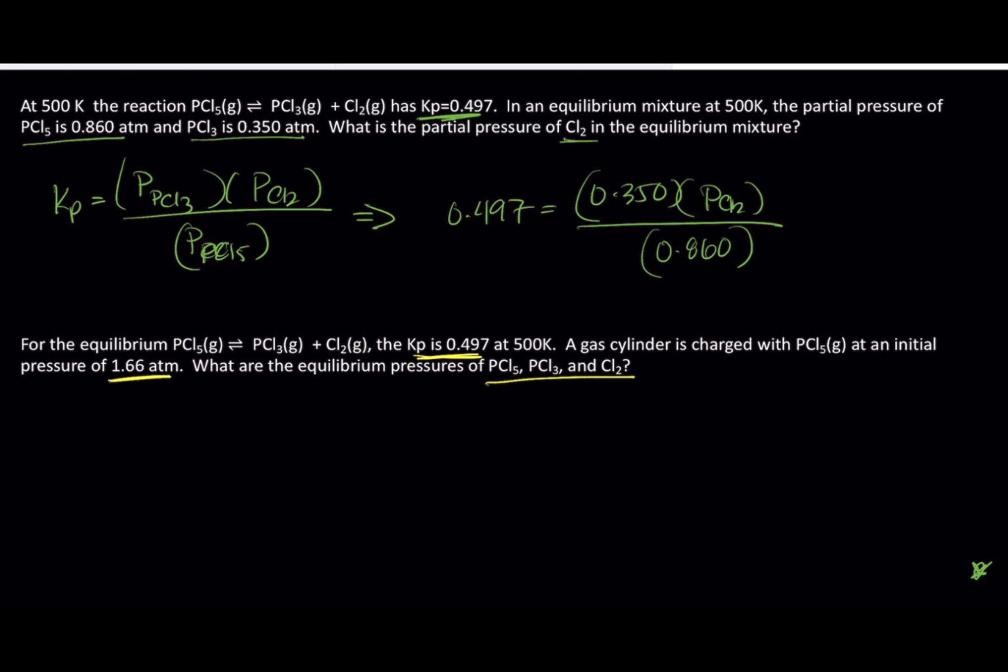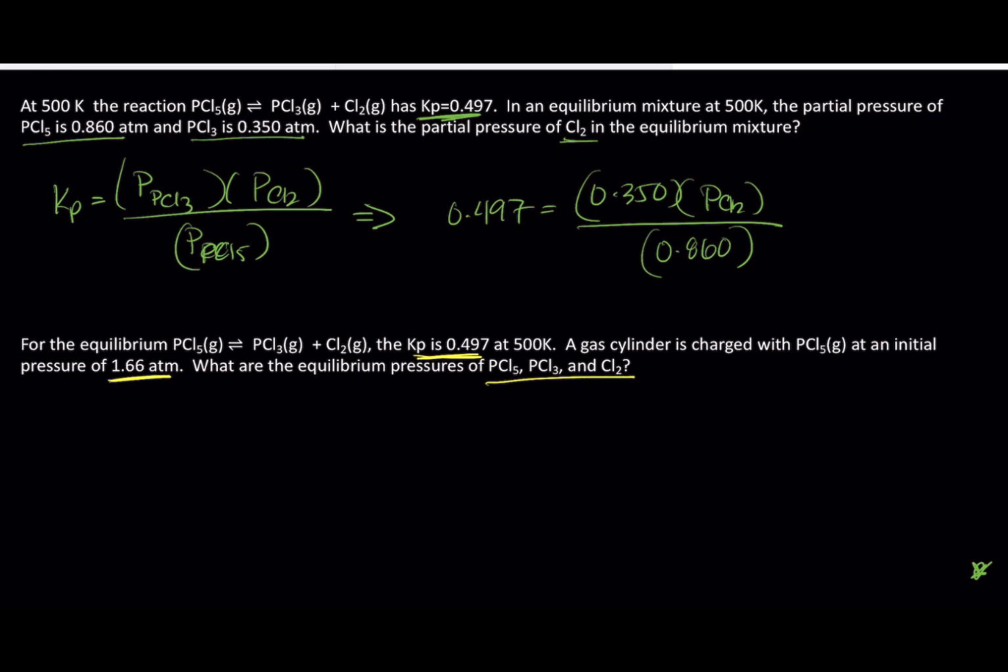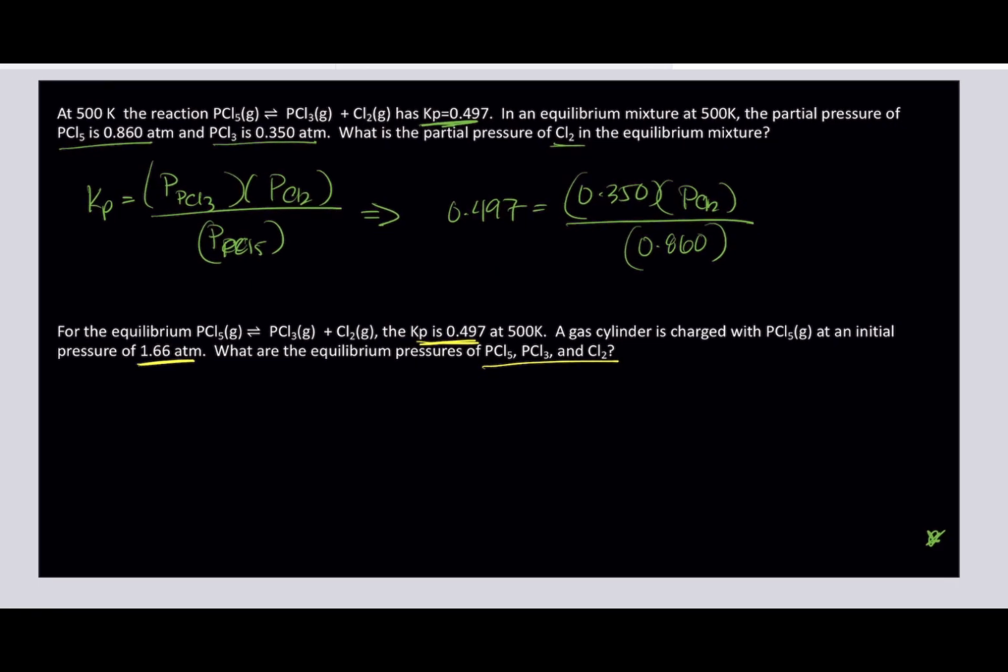So which means that all I have is an initial and a Kp, and I would like to know the equilibrium pressures. If I want to do that, where should I start? Right. Let's do a Rice table, right? If there's something we can't figure out, there's not something that's a straightforward algebra problem, right? That means we need to set up a Rice table. So what we're going to do is let's get that going, right?